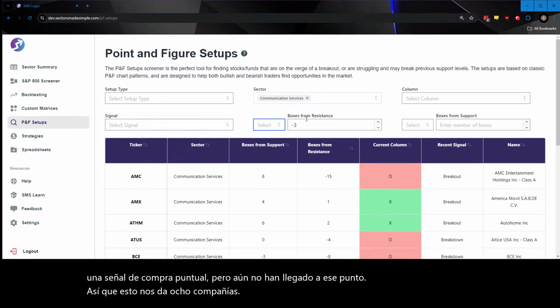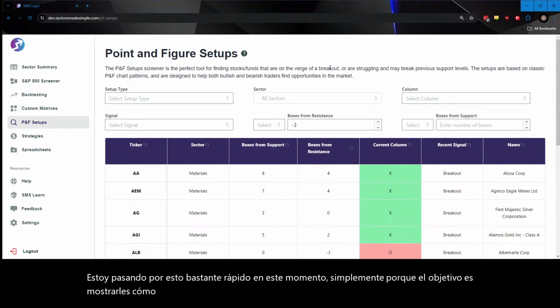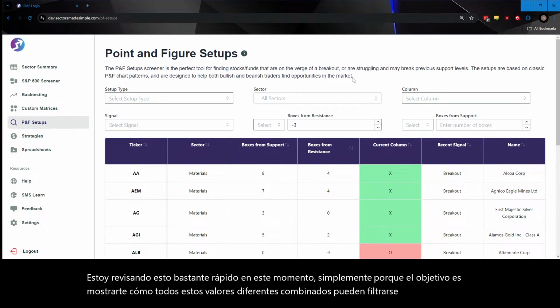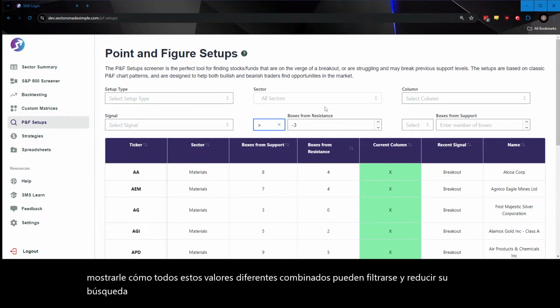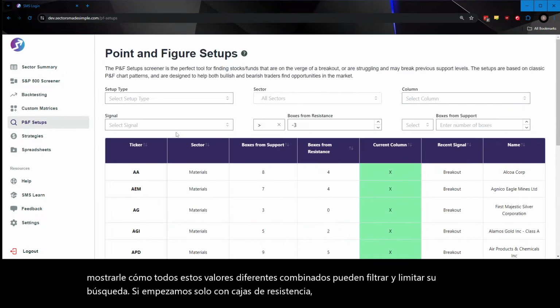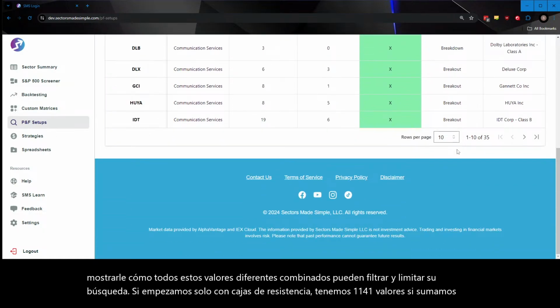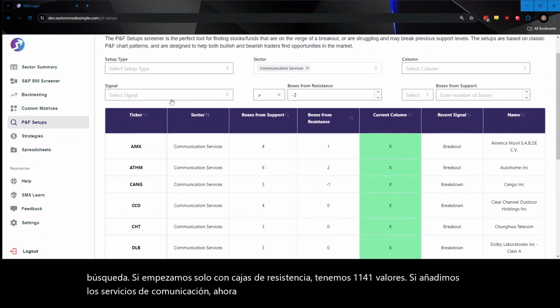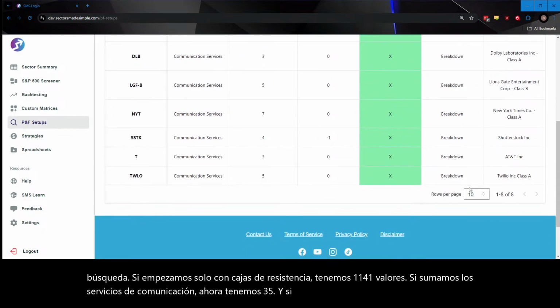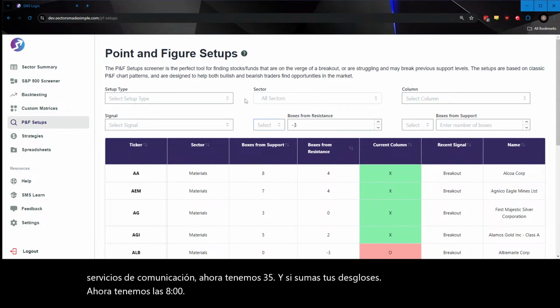I'm going through this fairly quickly right now, simply because the goal is to show you how all of these different values combined can filter down and narrow your search. If we started just with boxes from resistance, we have 1,141 values. If we add in communication services, we now have 35. And if you add in your breakdowns, we now have 8. That is the goal of this screener.